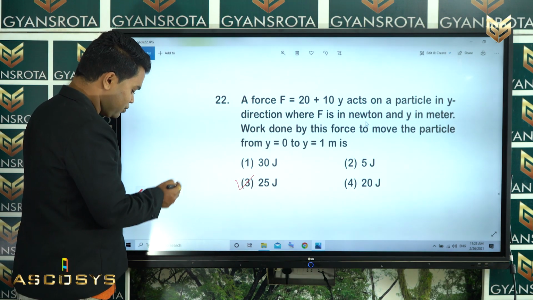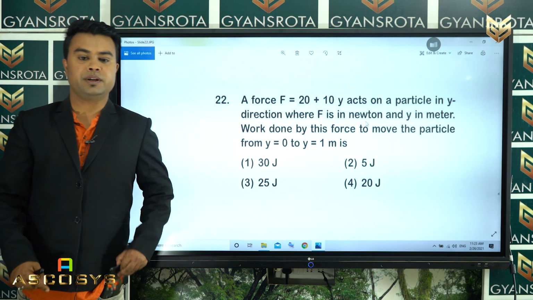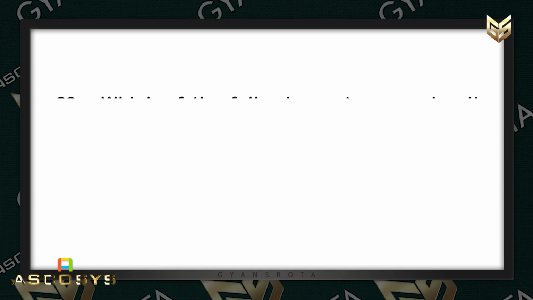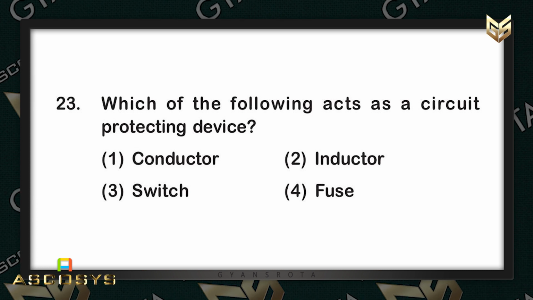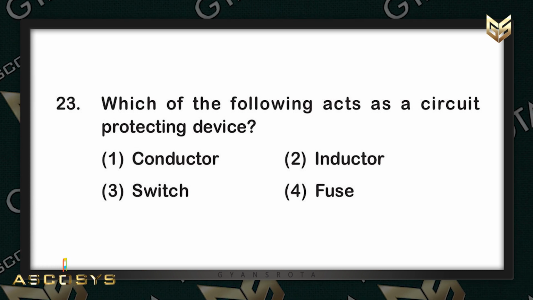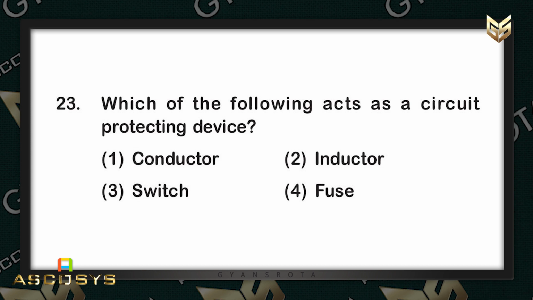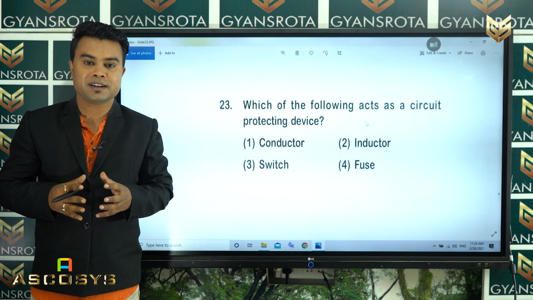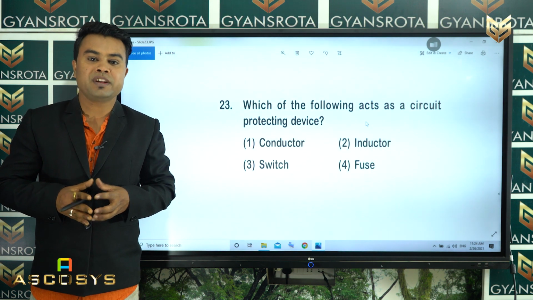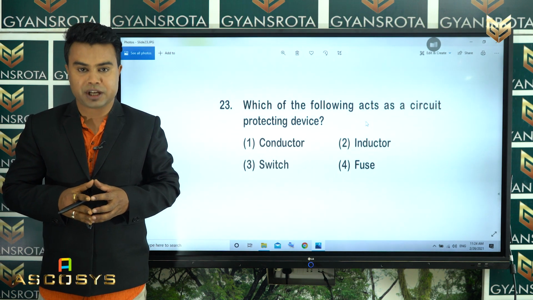Let us move to the next question, that is question number 23. Question number 23 says, which of the following acts as a circuit protecting device? Number 1, conductor. Number 2, inductor. Number 3, switch. Number 4, fuse. It's a very easy question. You have done it in class 10 also, and then it is there in current electricity chapter also.